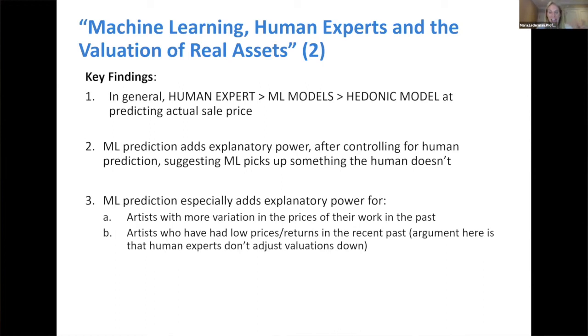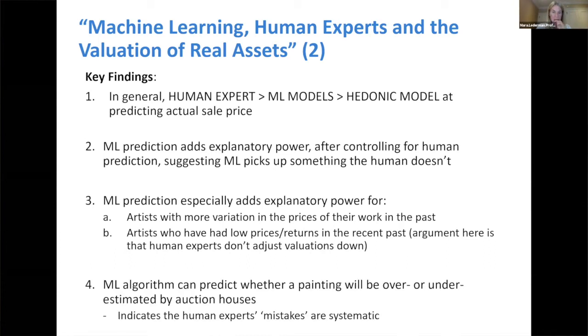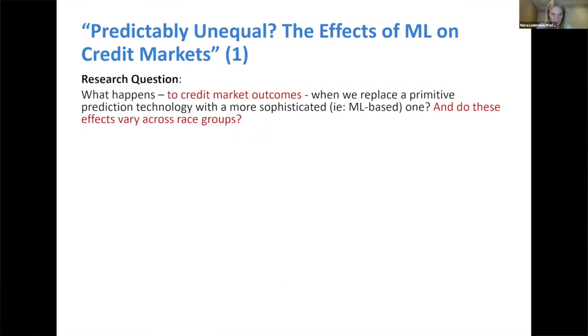So what they're trying to get at here is kind of what are the mistakes the human predictors are making. And they show that the algorithm can predict whether a painting will be over or underestimated by the auction house, which means the human expert's mistakes are systematic. They can predict with machine learning when the human is going to get it wrong, suggesting there's something systematic in those errors. Okay, that's the paper.